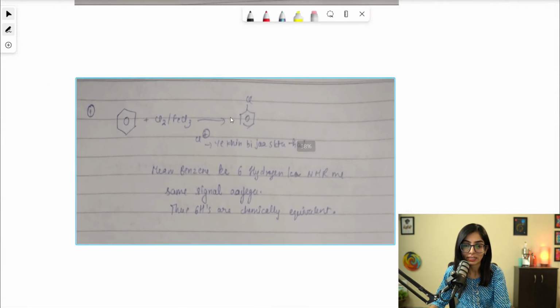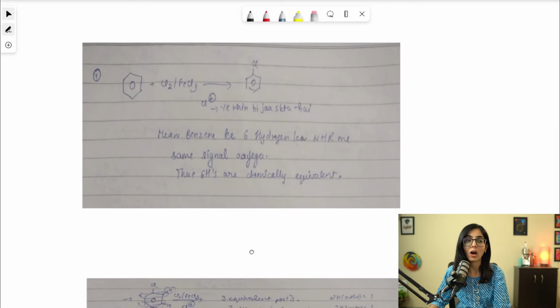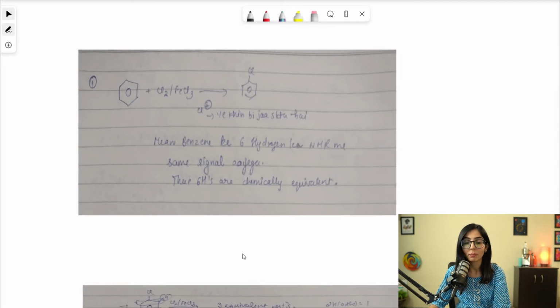Here we'll see how to determine how many signals our compound will have. Suppose there is benzene, and you put this over here, and you will get this. This is an aromatic electrophilic substitution reaction, and you'll get chlorobenzene. Now, if I have to find how many signals this compound will give, first I have to see what NMR I'm doing.